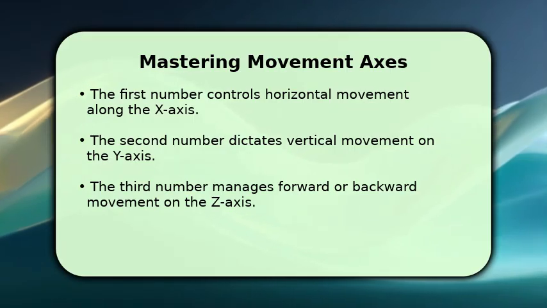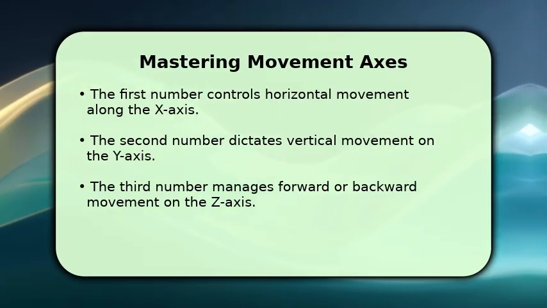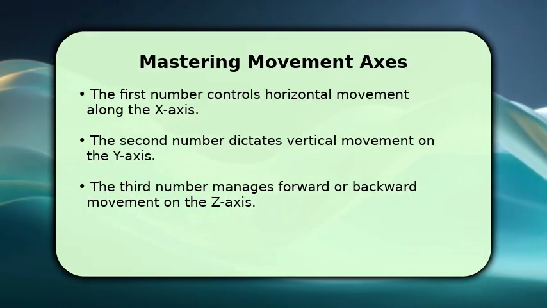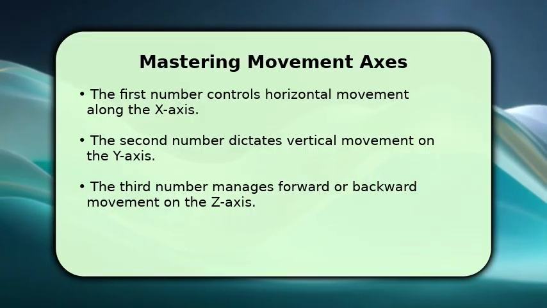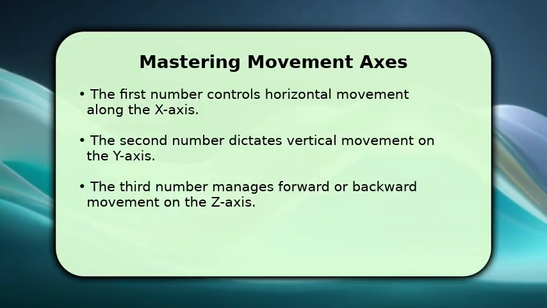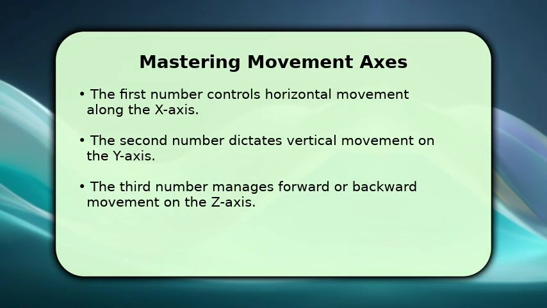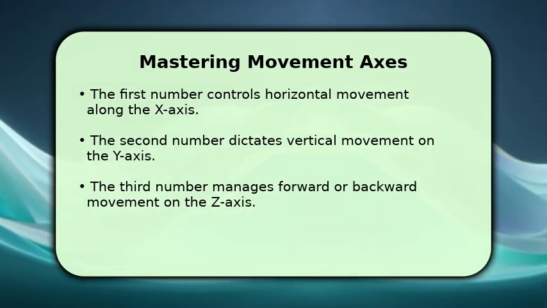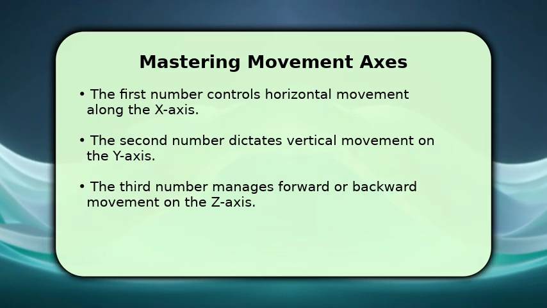The first number adjusts horizontal movement, the second controls vertical height, and the third manages forward or backward motion. Positive values move in one direction, while negative values reverse it. For example, setting the y-axis to 100 will launch a character upwards with significant force.